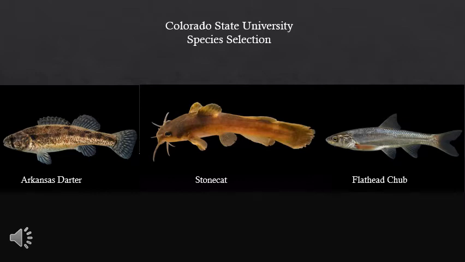The Stonecat is a very small-bodied native mad tom. Their average size is approximately 4 to 5 inches. They were chosen because they are a benthic species with poor relative swimming capabilities. They are very similar to, say, a sculpin.